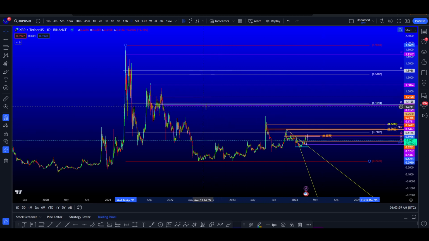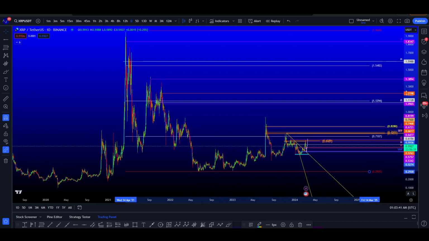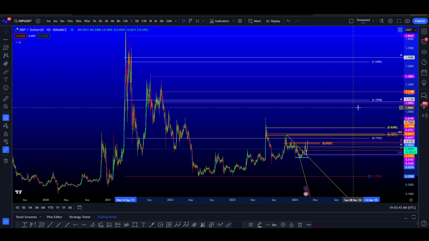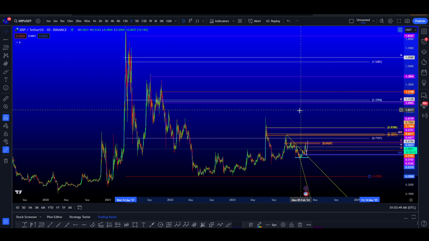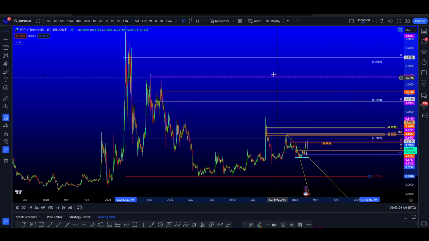You have a 0.5 fib also lining up with the monthly level at around $1.11. So remember how I just said $1.11 is very important, and it still is. We have another fib level lining up with that almost exactly, right? So very, very important level. And let's see here.